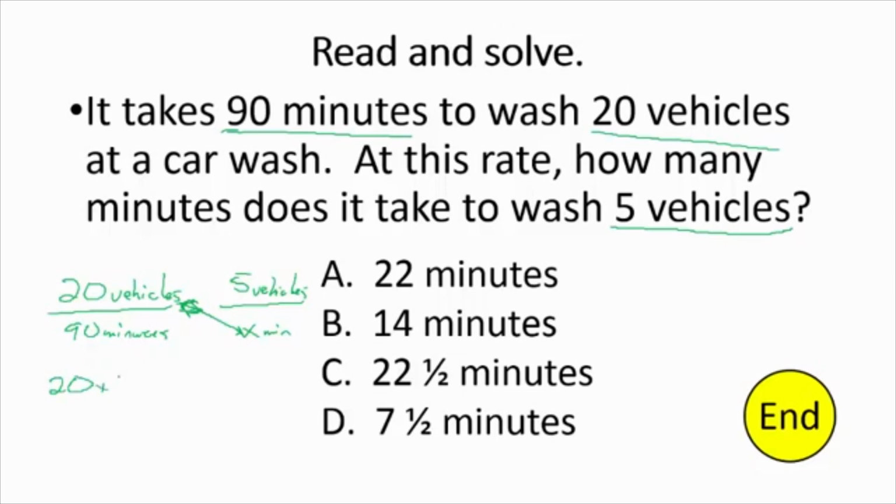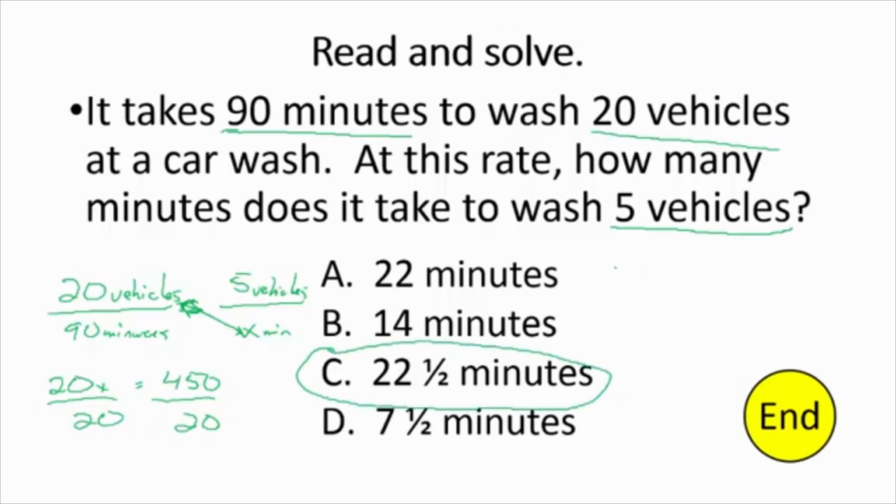20x equals 450. Divide both sides by 20. You should have a calculator ready to go here. 450 divided by 20. I come up with 22.5 minutes. And that's a pretty simple way of solving that.